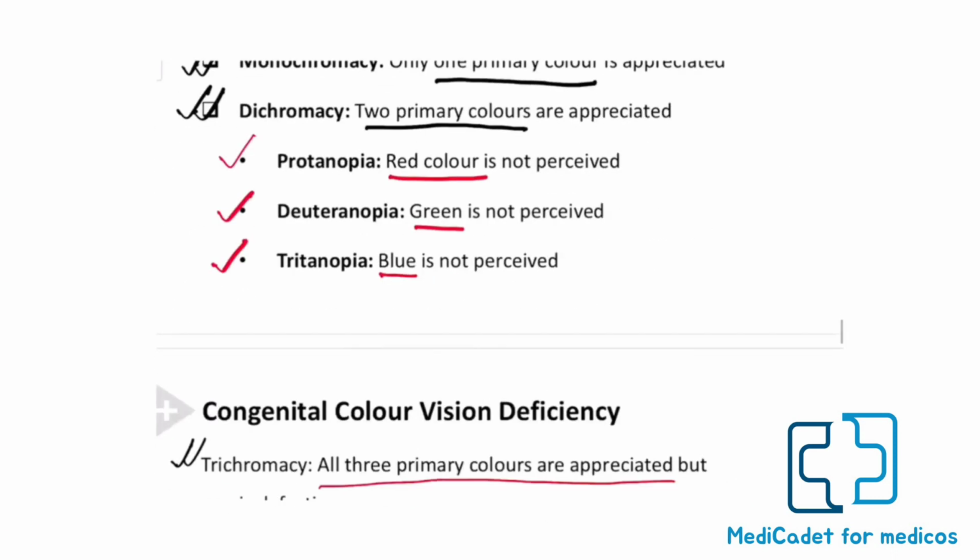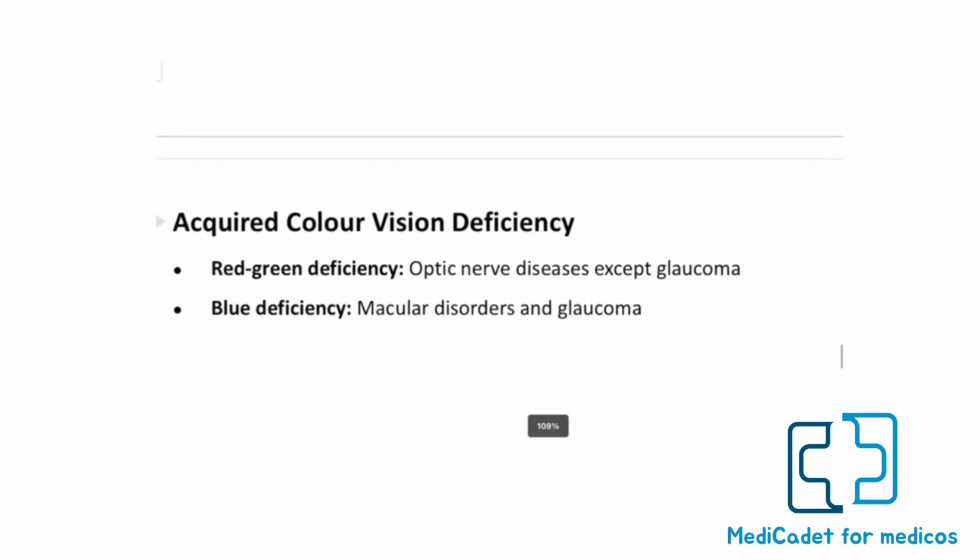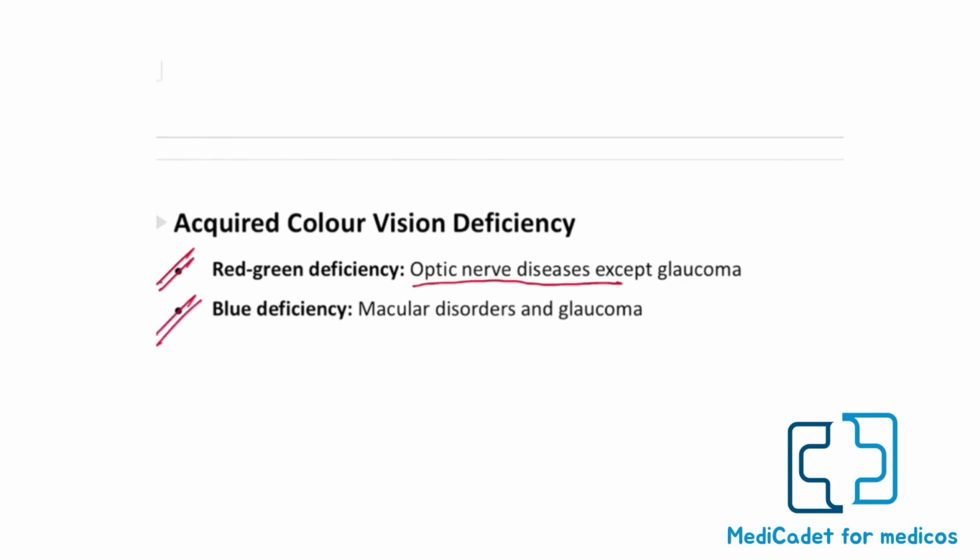Then acquired. Acquired color vision deficiencies can be either red-green deficiencies or blue-yellow deficiencies. Now red-green deficiencies are seen in optic nerve disorders. This is very important for exam. Red-green color deficiencies are seen in optic nerve disorders except for glaucoma. Glaucoma is also an optic neuropathy, but it does not have red-green deficiency.